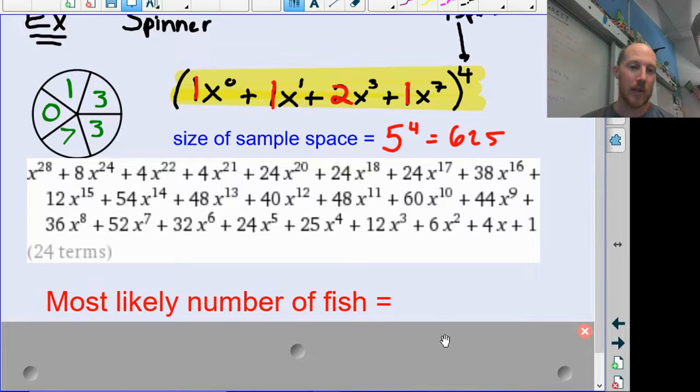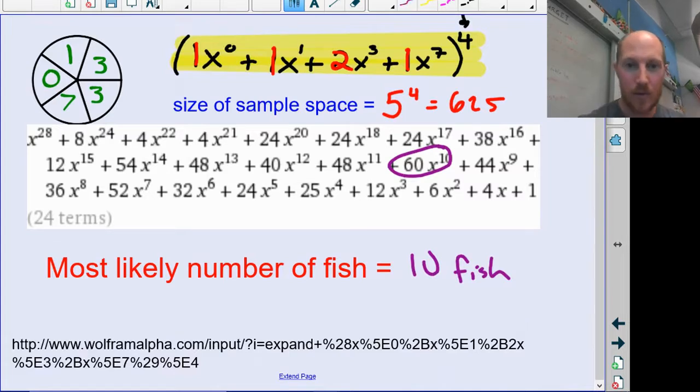All right, well, what is the most likely number of fish? Here's our interpretation question. What is the most likely number of fish? So if we go back to the expanded polynomial model, we're looking for the biggest coefficient, which I think is right here. So the biggest coefficient means it is most likely to happen. That has the highest frequency. But the question doesn't ask for the frequency. It wants to know the number of fish. That's the sum. So 10 is the exponent. That is the number of fish.